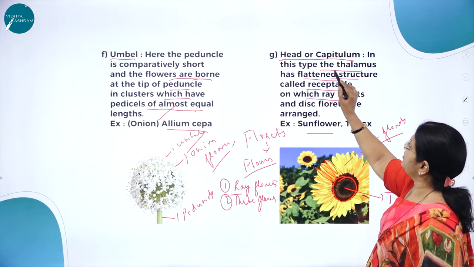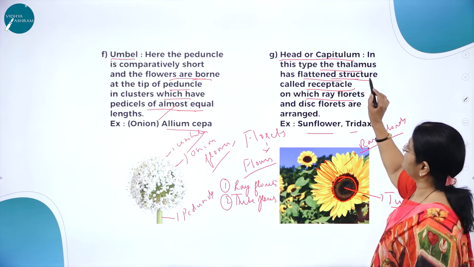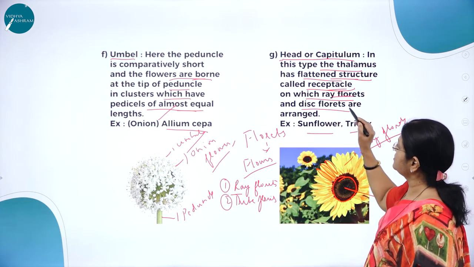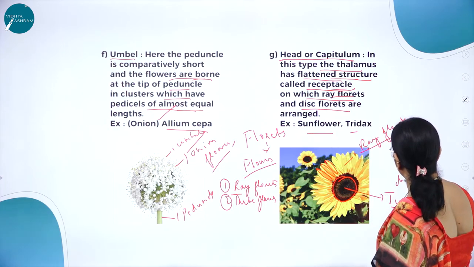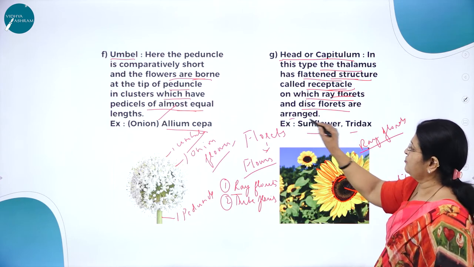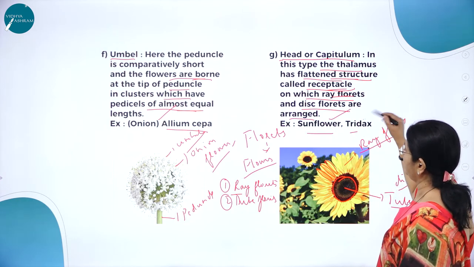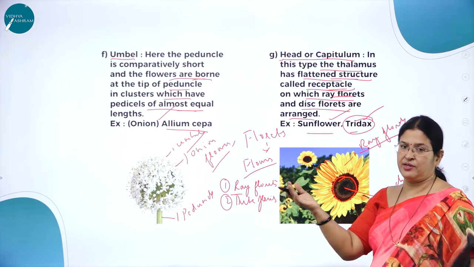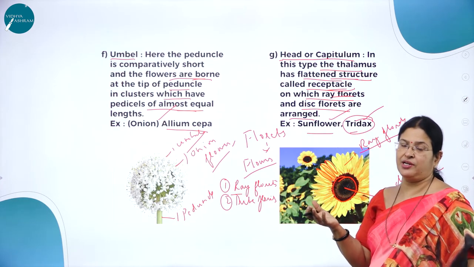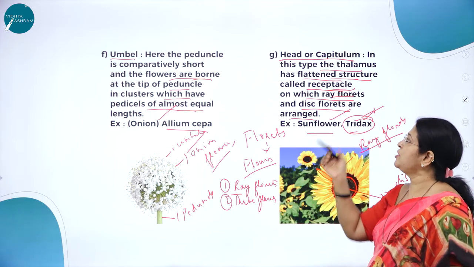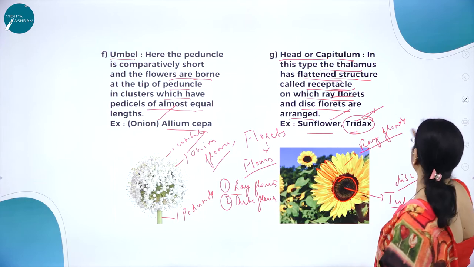So in head or capitulum, the thalamus is a flattened structure called receptacle on which ray florets and disc florets, you can also call them disc florets, tube florets or disc florets, are arranged. Examples: sunflower and tridax, right? Hope you might have come across this, we have used it for taking sections to study the anatomy of a dicot stem. We usually make use of tridax. Tridax belongs to head or capitulum inflorescence.